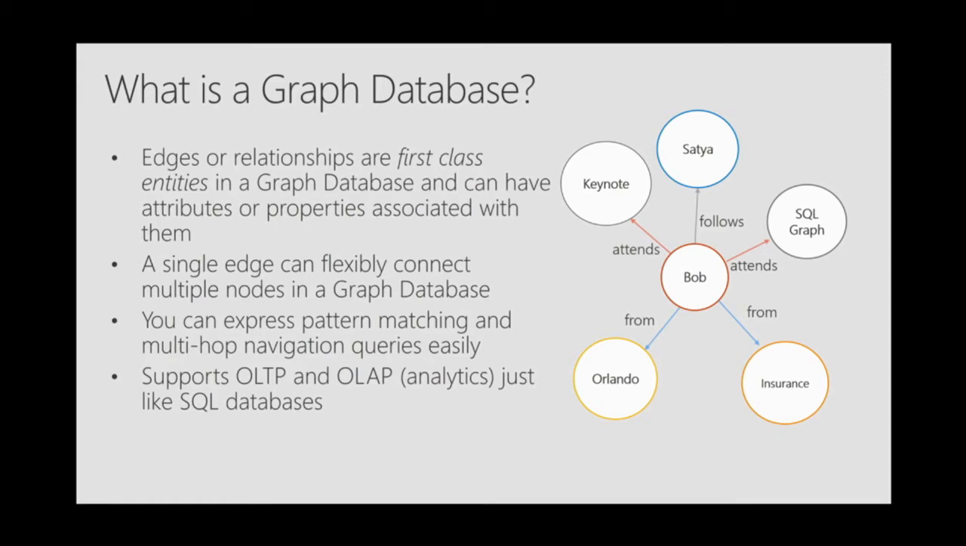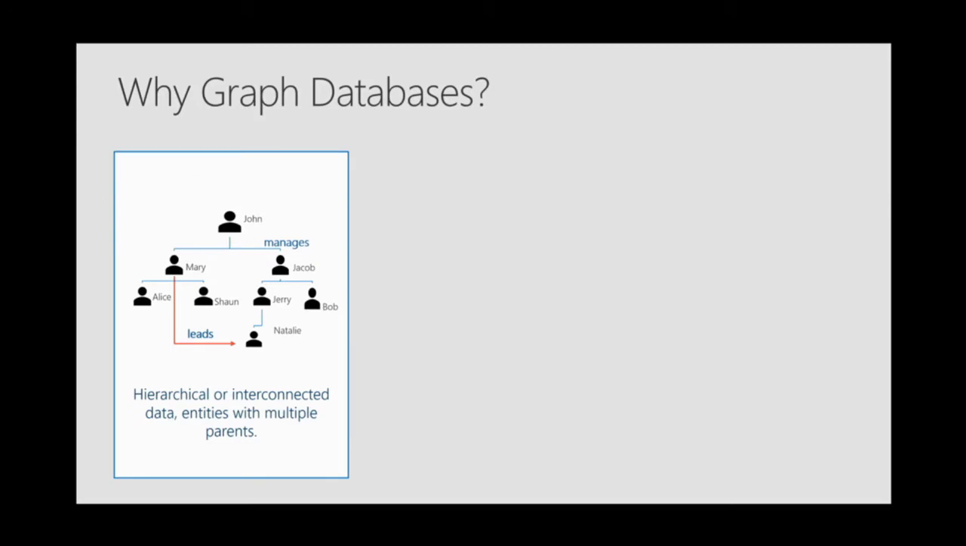So why would you use graph databases? What are the use cases? They're very useful for connecting hierarchical, interconnected data. So you may have something that looks like a straight hierarchy, but there are exceptions where someone may have multiple parents in the reporting structure. So there's a dotted line reporting there from Mary to Natalie, where she would normally report up through Jerry and Jacob. So it's a very complex set of relationships there, and graphs are good at managing that.